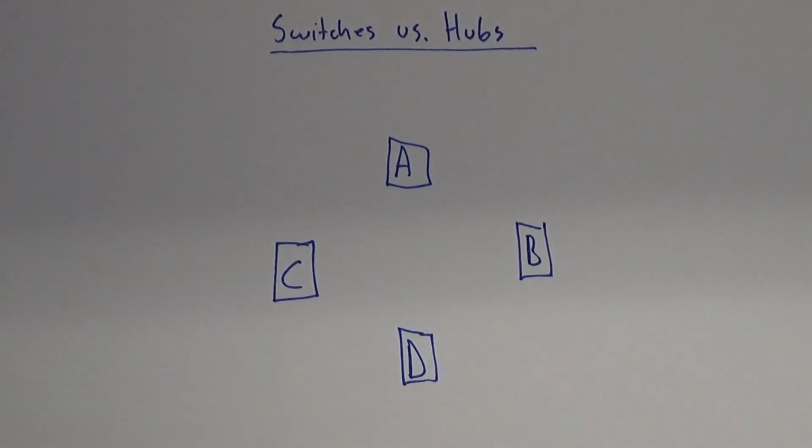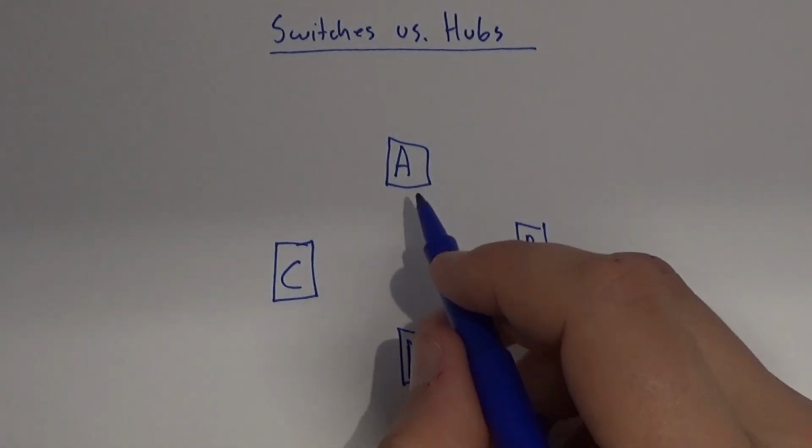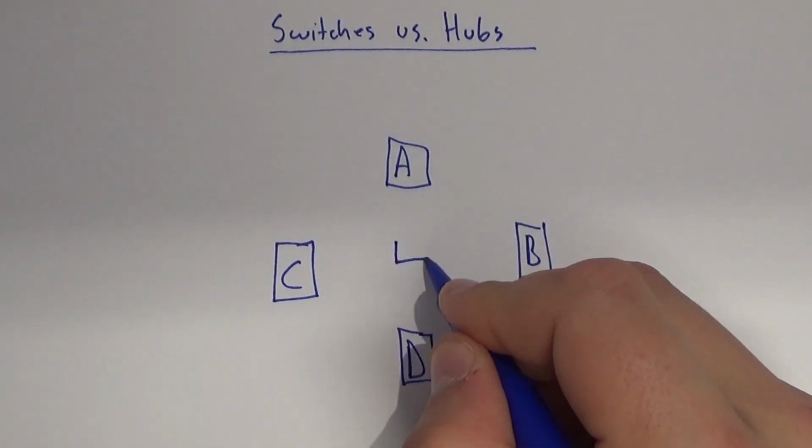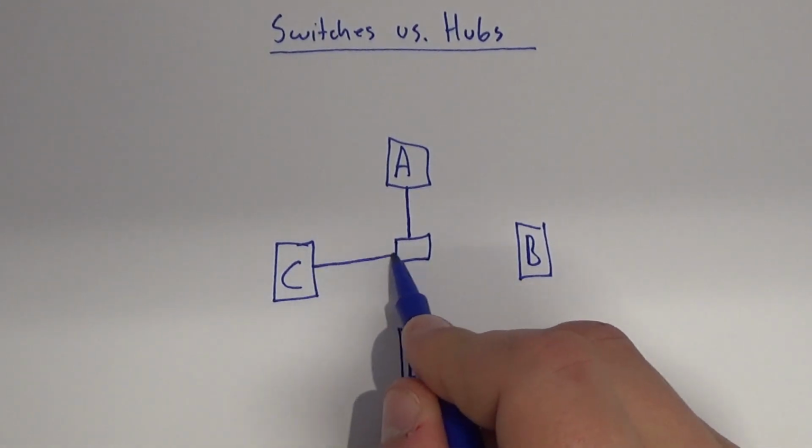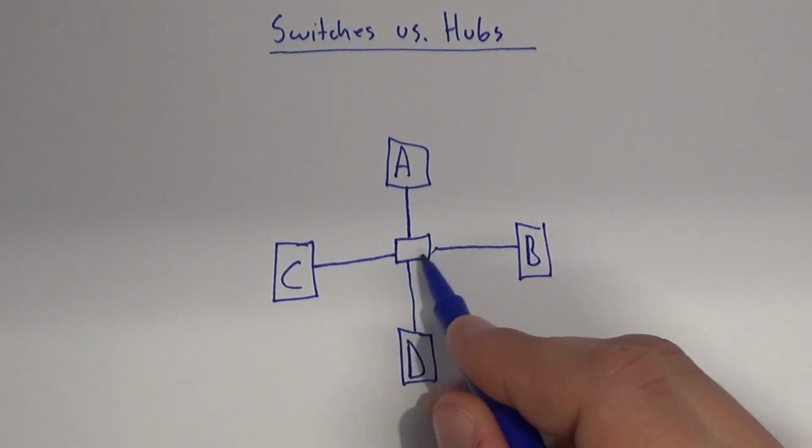Now let's talk about switches and hubs in an Ethernet network. Now, if I have four computers, A, B, C, and D, and I want to connect them physically, I'm going to connect them through a hub, lowercase h, in an Ethernet network. Okay? So what that's going to look like is I've got a device here in the middle, and all of my other devices are going to connect to that.